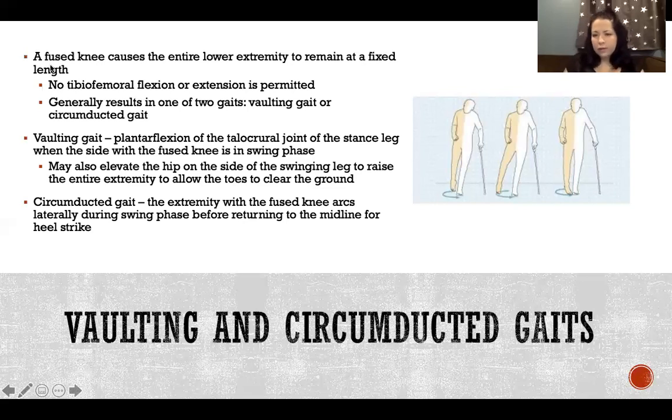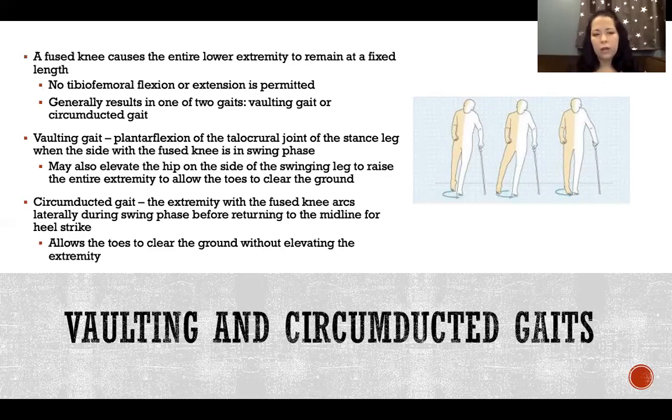In a circumducted gait, that's what we see in the picture here, instead of lifting and trying to get high enough for the leg to go through, they're swinging the leg around so that they're making room and allowing the toes to clear by swinging it out to the side. So the extremity with the fused knee arcs laterally during swing phase before returning to the midline for heel strike. So that lets the toes clear without having to elevate the extremity.